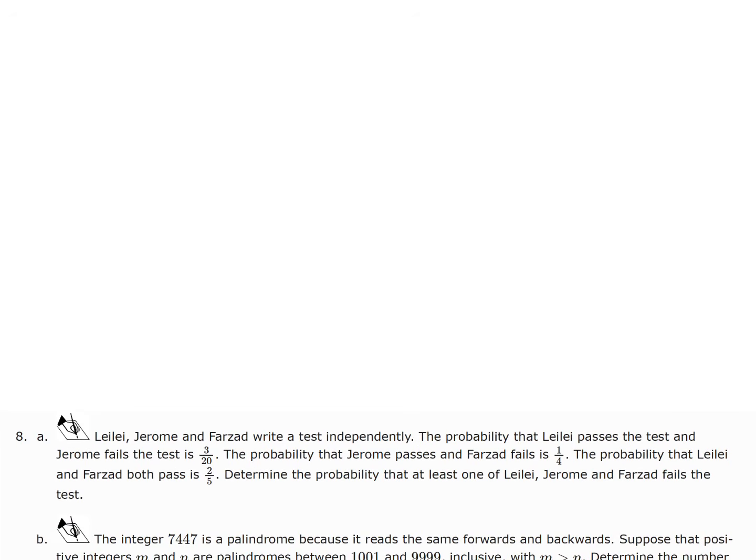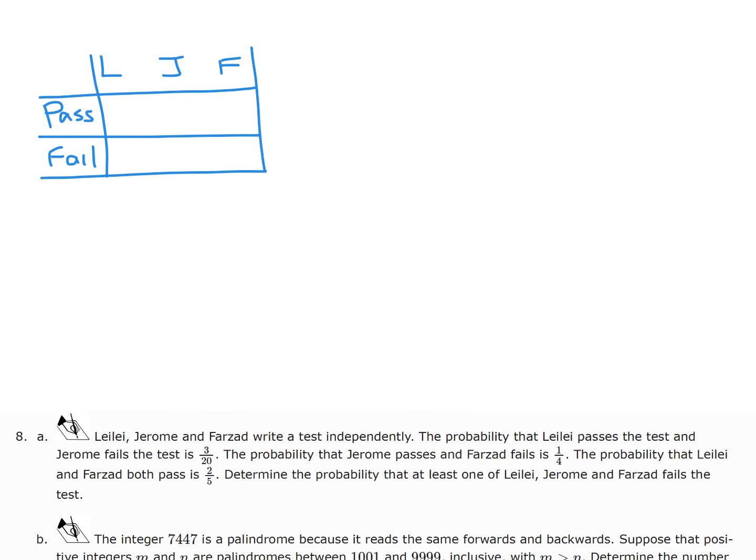Well, let's make a little table. We have Cayley, Jerome, and Farzad, and the probability of pass and the probability of fail. So let's see if we can convert the sentences in the question to this table. Okay, so the first sentence, probability that Cayley passes and Jerome fails. Oh, this is a double. I thought it was a little bit more simple than that.